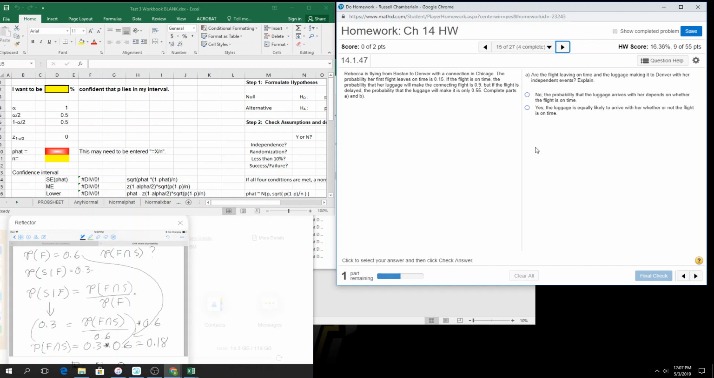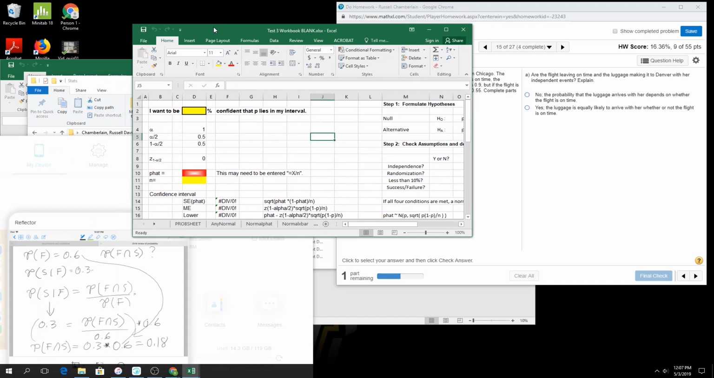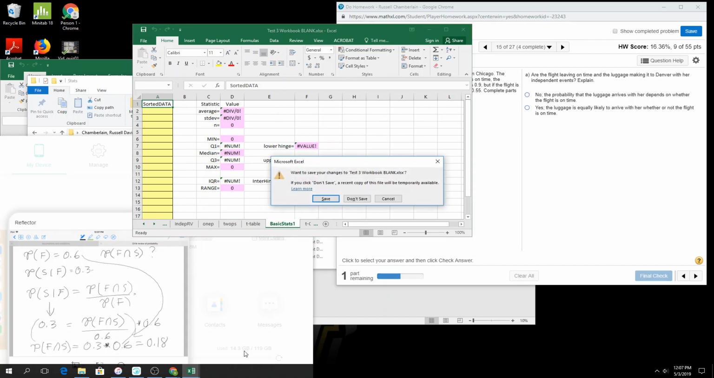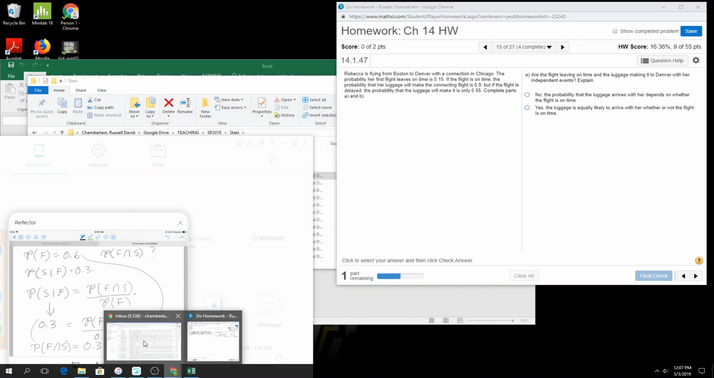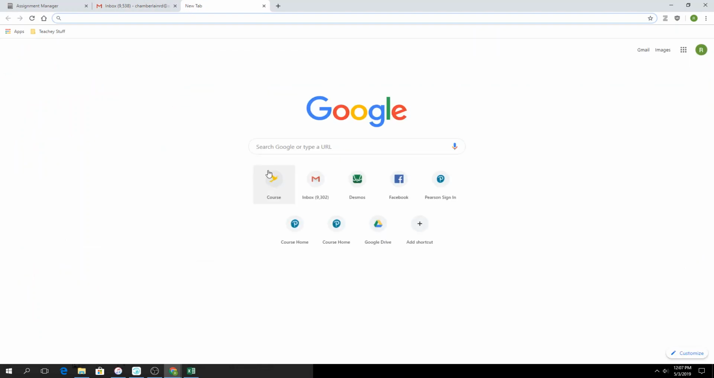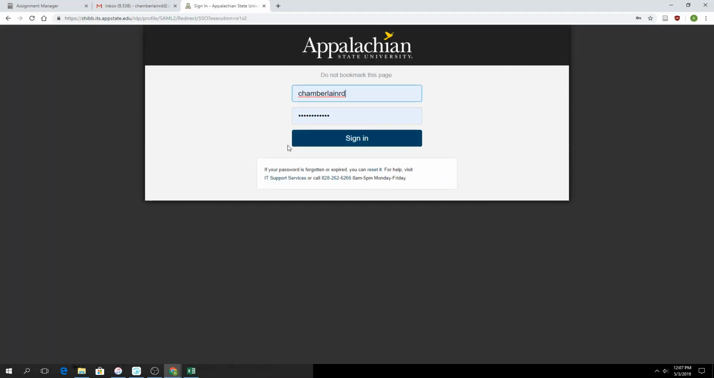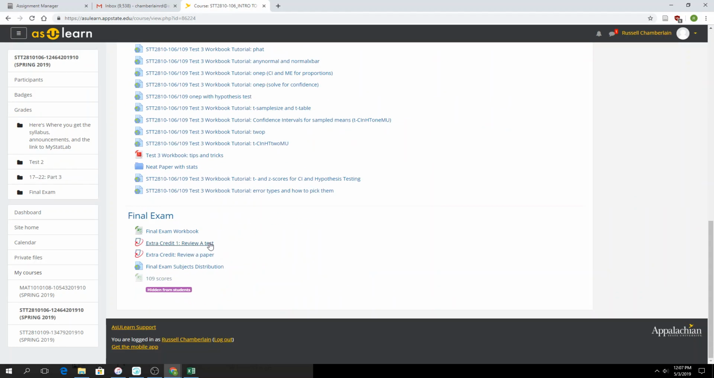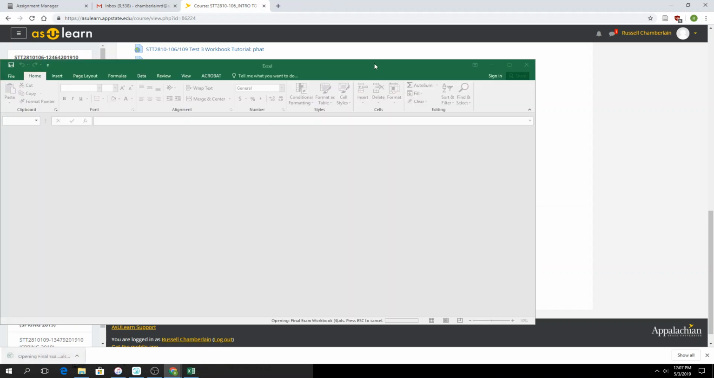Okay. Yes, this is the one I want to talk about. This is going to be my example of how to do a probability tree. There's a spot on the workbook for it. Just based on how uncomfortable my statistics students, whoops, this is test 3 workbook. Okay, so, good review. How do I get the final exam workbook? I go to As You Learn, I log in, I look at my class, and I scroll down to the bottom where it says final exam workbook. I pop that open, yeah.